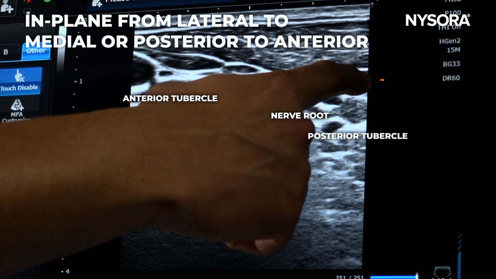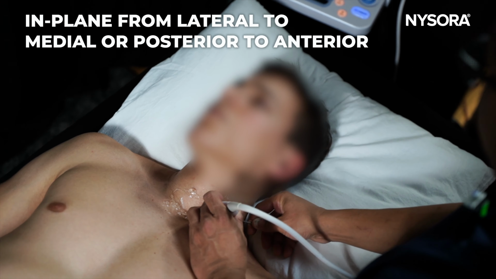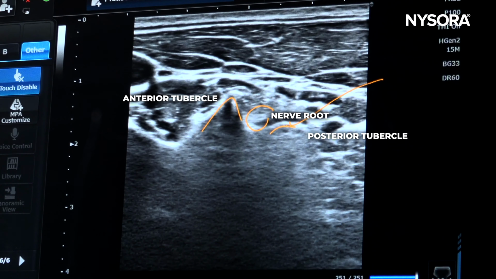You'll be bringing the needle in plane from lateral to medial, or from posterior to anterior this way, and then once the needle is at the level of the posterior tubercle, you will inject about 1 cc of 1% lidocaine or other local anesthetic along with dexamethasone as a non-particulate steroid.